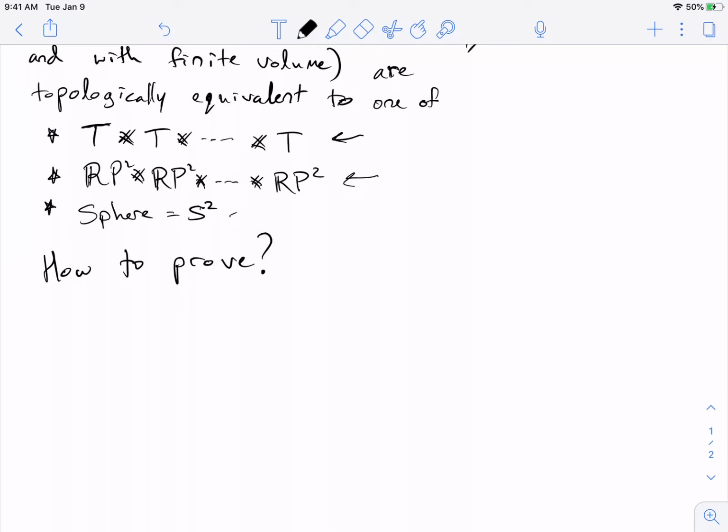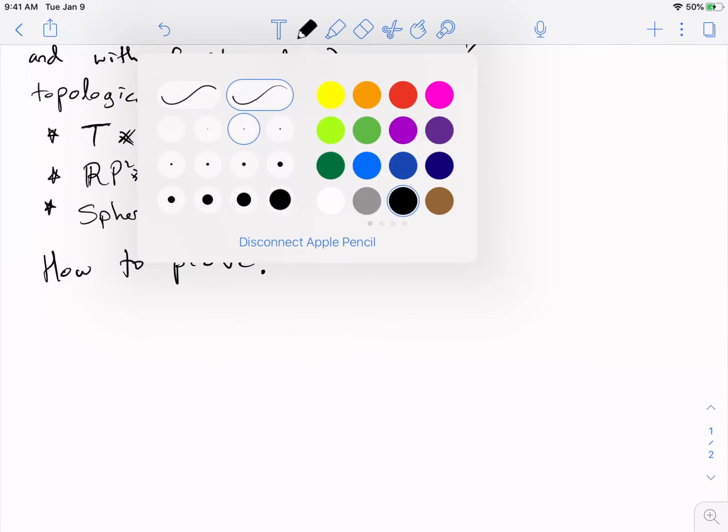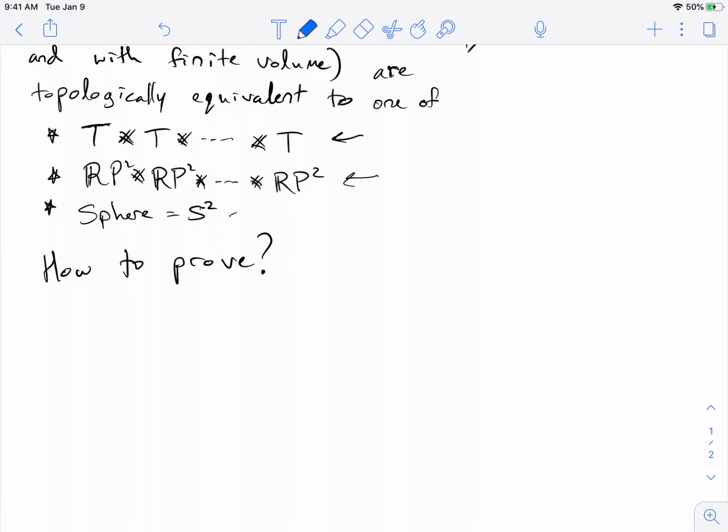At first it seems difficult, but what we're going to try to do is start with some sort of arbitrary polygon with edges identified, and through some sequence of steps show that we can change it to something that's a little bit simpler. And what do I mean by that? Well, we have to think about what the connected sum looks like.